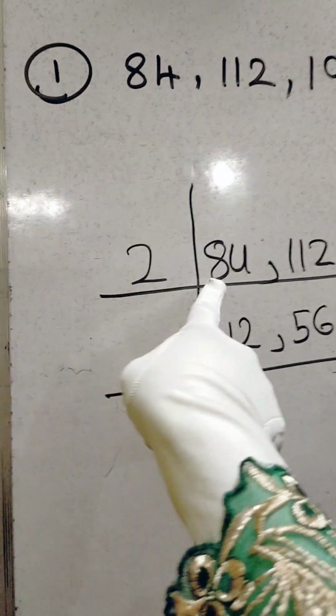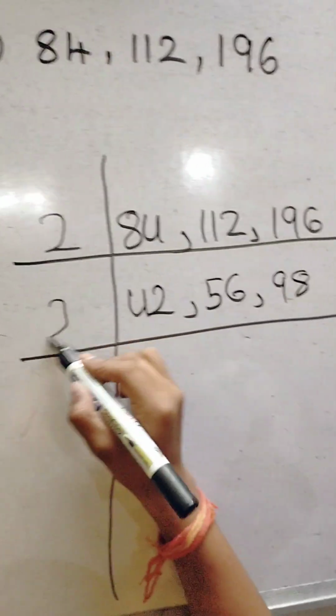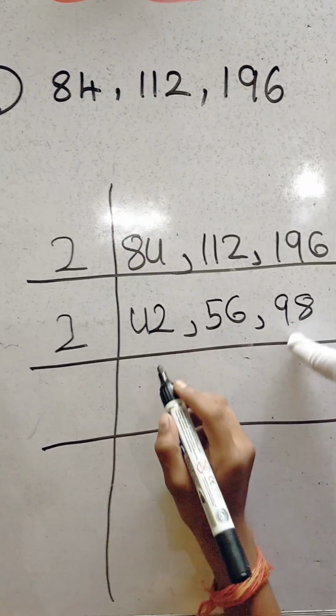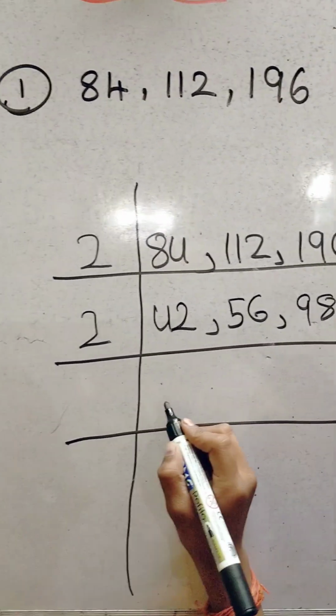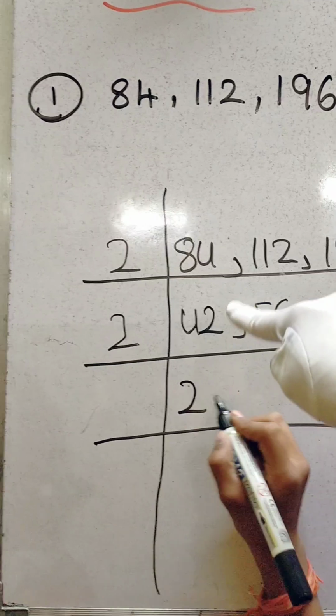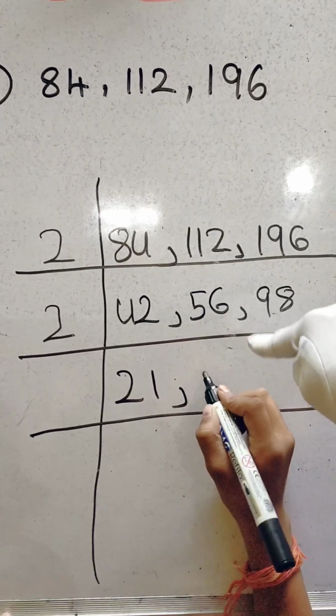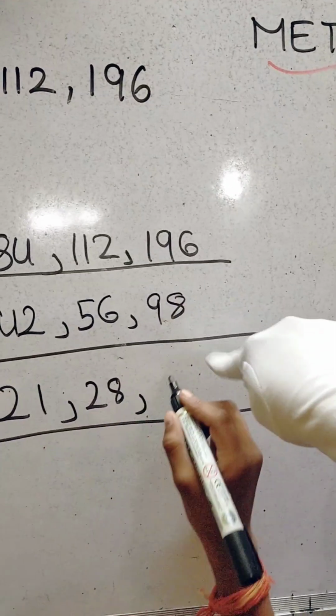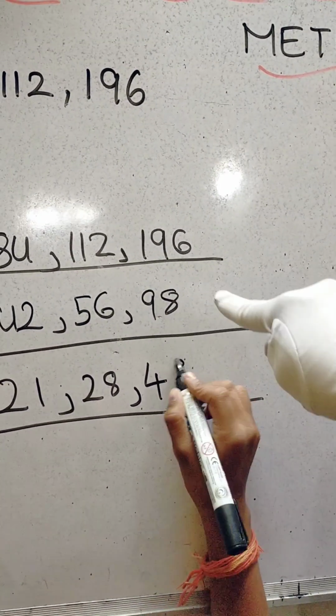2 he has taken. 2 4s are 8, 2 2s are 4. Then 2 5s are 10, 2 6s are 12. Then 2 9s are 18, 2 8s are 16. Then again he has taken 2. 2 2s are 4, 2 1s are 2. Then 2 2s are 4, 2 8s are 16. Then 2 4s are 8, 2 9s are 18.